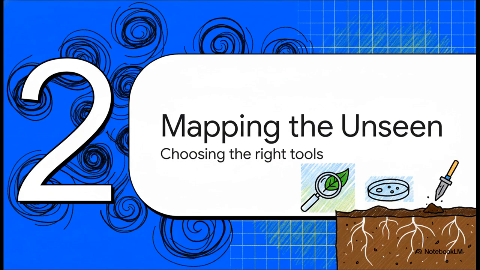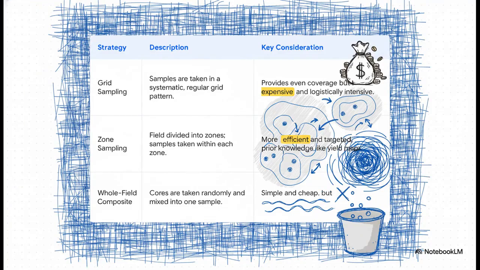Okay, so that brings us to the examination. We know the field has issues. We know it's variable. But how do we actually see what's going on under the surface? How do we map those unseen forces? This is where we got to choose the right diagnostic tools for the job. And here are our main options.